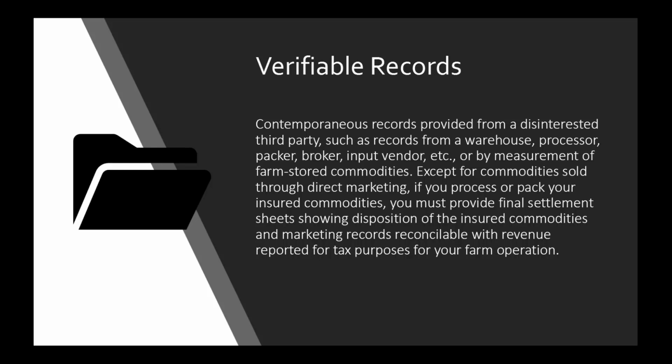Except for commodities sold through direct marketing, if you process or pack your insured commodities, you must provide final settlement sheets showing disposition of the insured commodities and marketing records reconcilable with revenue reported for tax purposes for your farm operations. So why do we exclude direct marketing? Well, if you're direct marketing, you're not dealing with a third party and you won't have final settlement sheets from them. So that's why we have a couple of aids later on, documentation aids that RMA has provided for you.